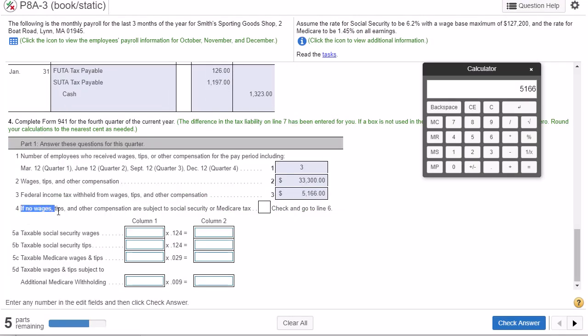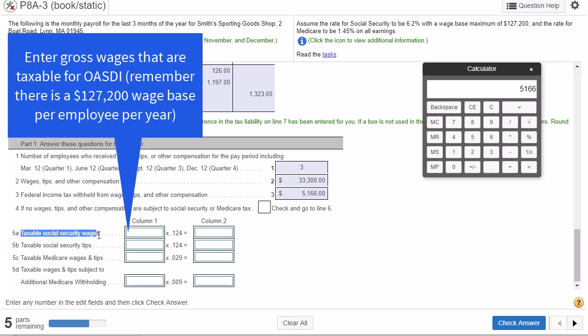Line 4, if no wages, tips, or other compensation are subject to Social Security or Medicare tax. But we don't have to worry about that because we do have wages that are subject to both Social Security and Medicare. So line 5A, taxable Social Security wages. Now, this is the gross. What we're going to do in column 1 is enter the gross wages that are subject to Social Security.